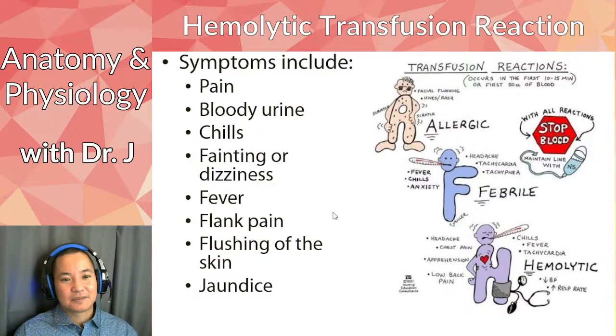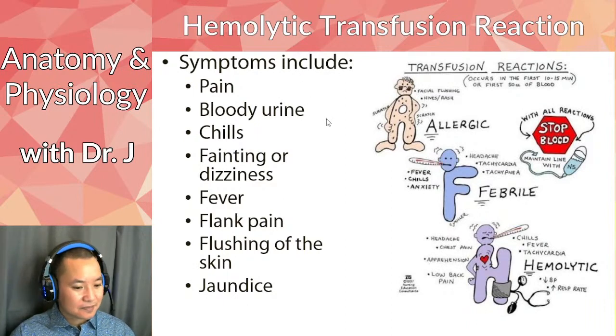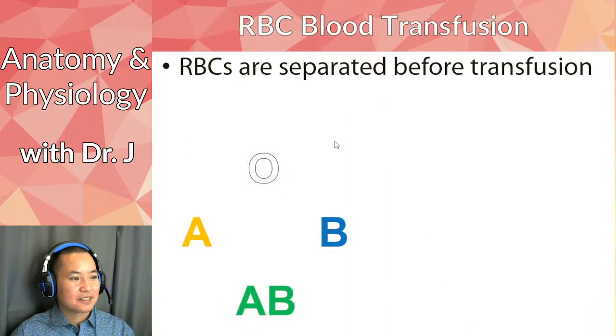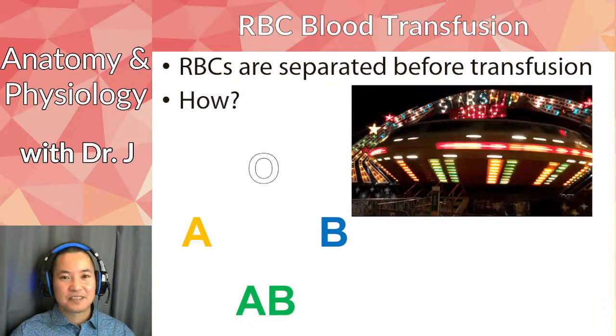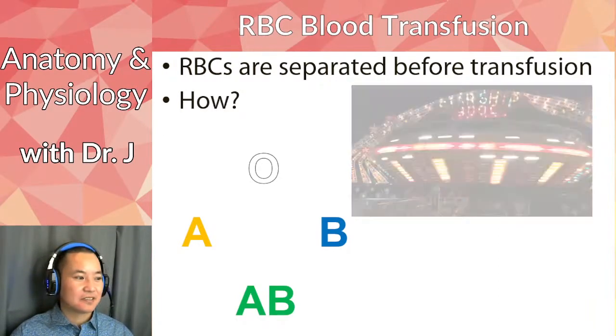Most of the time they try to match you. I'm getting ahead of myself. So you separate red blood cells before transfusion. Why? Because again, you don't want the anti-A or anti-B antibodies coming along for the ride. So how do you separate them? You can easily do this with a little centrifuge.